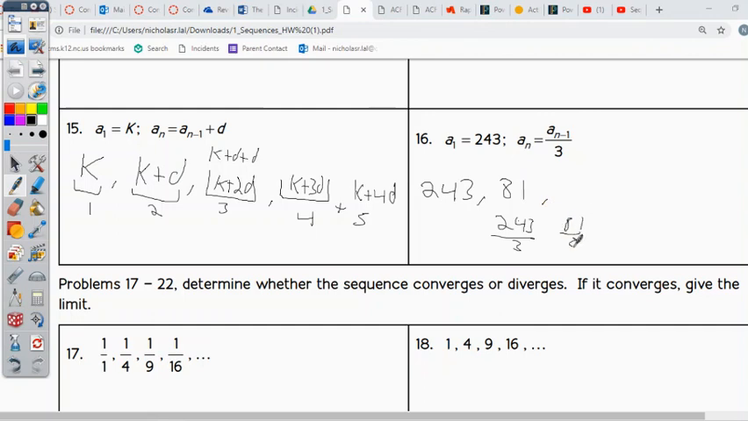81 divided by 3 is 27. 27 divided by 3 is 9. 9 divided by 3 is 3. So those are the first 5 terms: 1, 2, 3, 4, 5. Well, let's remember, I only have to find the first 5. Yeah, the sixth term would be 1. The seventh term would be 1/3. Next term, 1/9, 1/27, 1/81, 1 over 243.